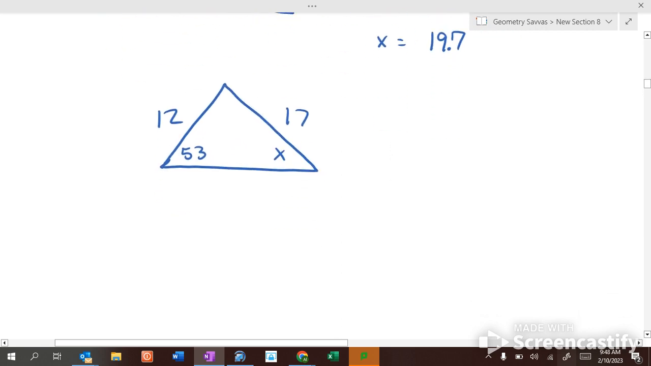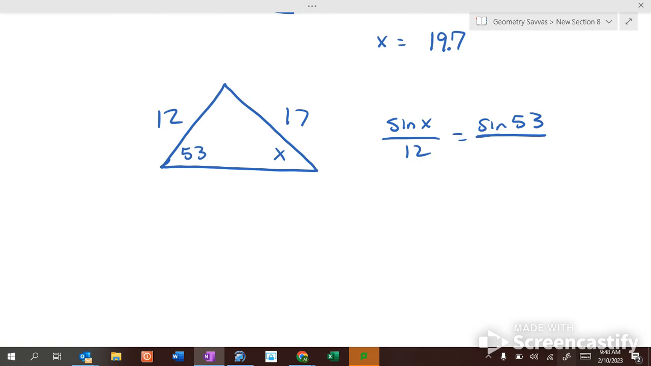Now we're going to find an angle using law of sines. Same thing, opposites. The sine of x over its opposite side, 12, equals the sine of 53 over its opposite side, 17. It's always the sine of the angle. Never take the sine of a side. It's the sine of the angle. Okay, cross multiply. 17 sine of x equals 12 sine of 53. Divide by 17.